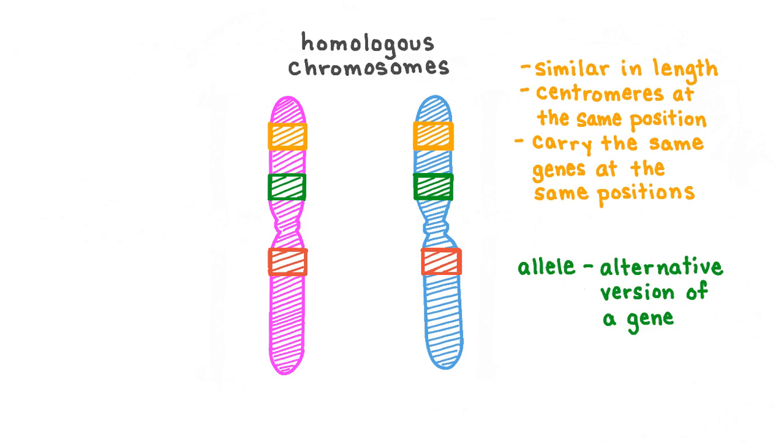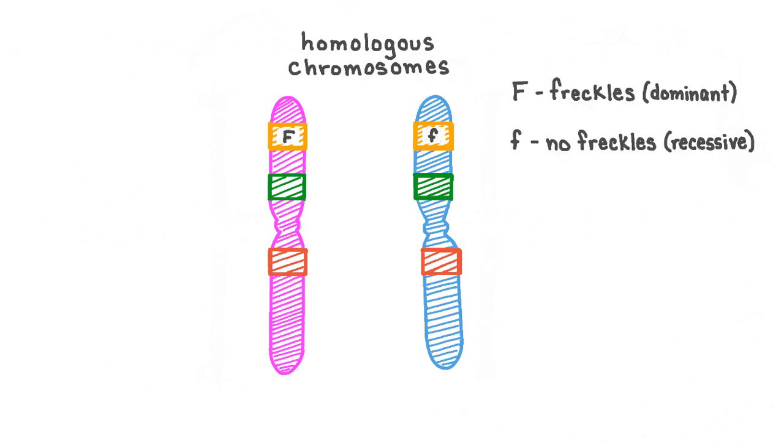Let's look at an example of different alleles for a gene. Say the gene represented here in orange is the gene that determines whether or not a person will have freckles. The chromosome on the left might carry a dominant allele for freckles, which we represent with a capital F. The chromosome on the right, however, might carry a recessive allele for no freckles, represented here by a lowercase f. The genotype of the person with these chromosomes will therefore be capital F lowercase f, and the combination of these two alleles will determine whether or not the person will have freckles.